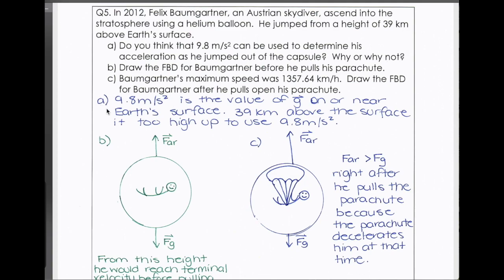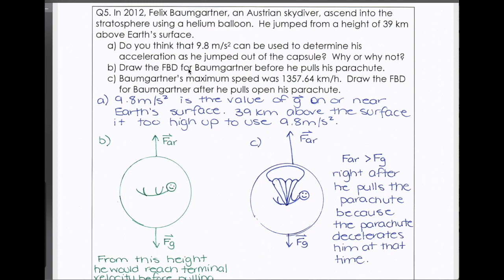Okay, so the 9.8 meters per second squared is the value near Earth's surface, and so 39 kilometers is actually too high up to use the 9.8, okay? But we never really established what is too far from Earth's surface in order to change that constant of 9.8. And so actually on the top of some of the taller peaks of mountains here on Earth, there is a slight difference in the pull of gravity at that point, okay? So I just wanted to touch on that.